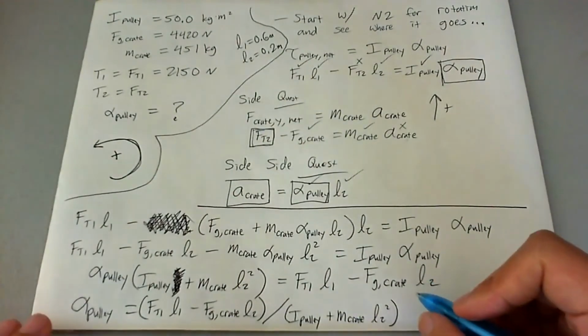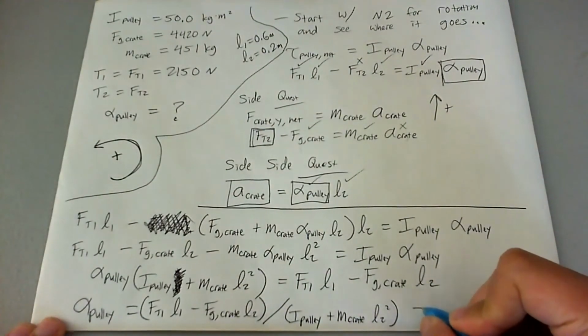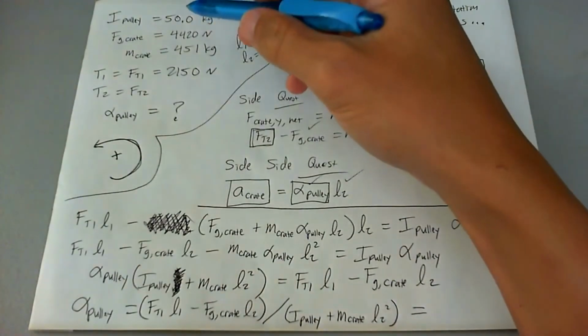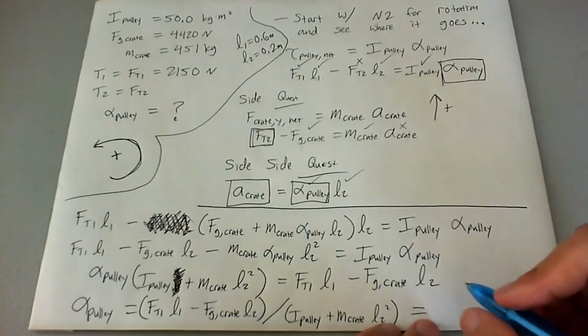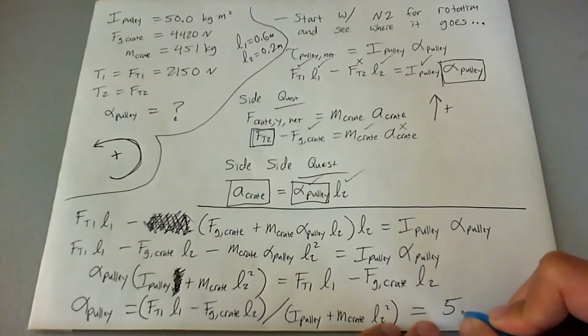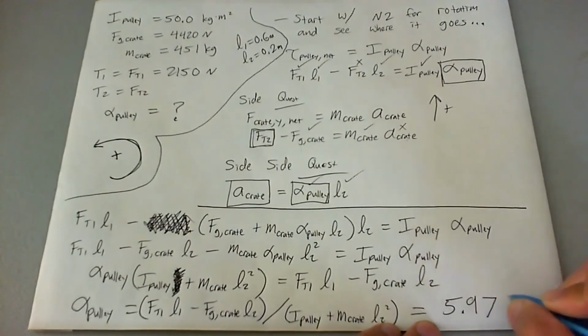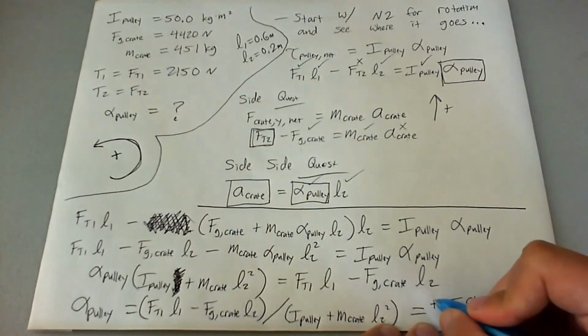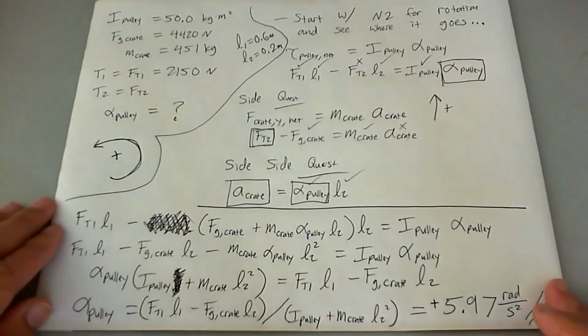Now, solving it out, putting it in your calculator, we are going to get, and I'm just going to give you the 3 significant figure version because that's all I can literally write here. This alpha for the pulley is going to end up being 5.97 radians per second squared. And it's going to go in the counterclockwise direction since it's a positive value, it looks like.